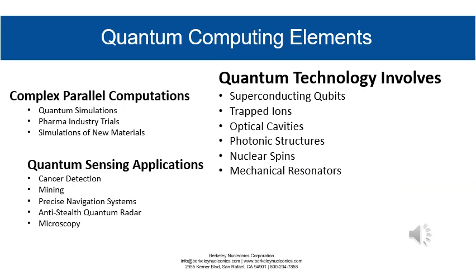Quantum technology involves much more than superconducting qubits. Research is also focused on other elements, such as trapped ions, optical cavities, photonic structures, nuclear spins, and mechanical resonators. Each of these research areas presents its own challenges and requires specific test signals characterized by different amplitudes and speeds.